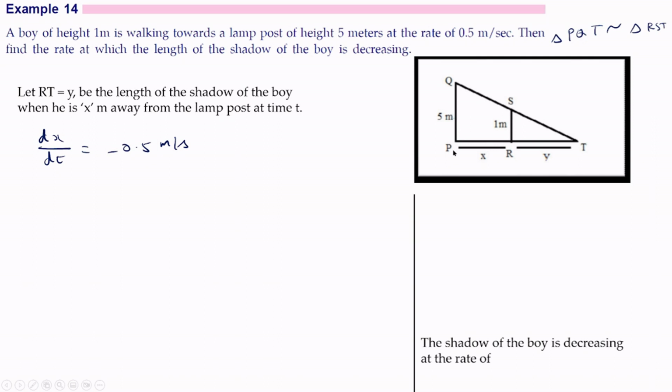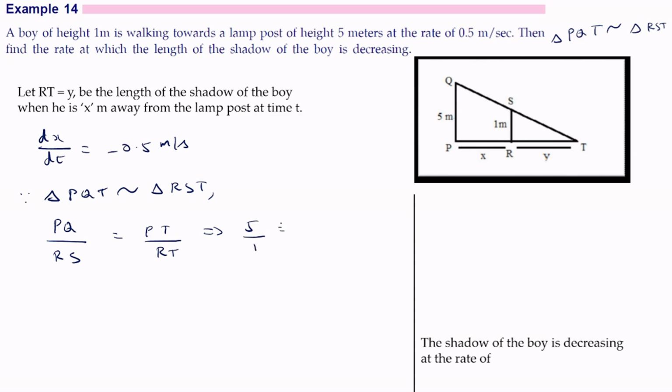So their corresponding sides are proportional. Since triangle PQT is similar to triangle RST, PQ by RS is equal to PT by RT. So 5 by 1 is equal to (x plus y) by y. From this we get 5y equal to x plus y, or 4y equal to x, or y is equal to x by 4.